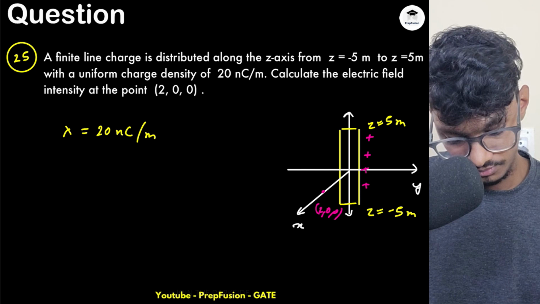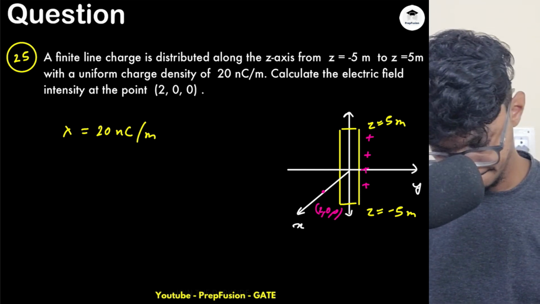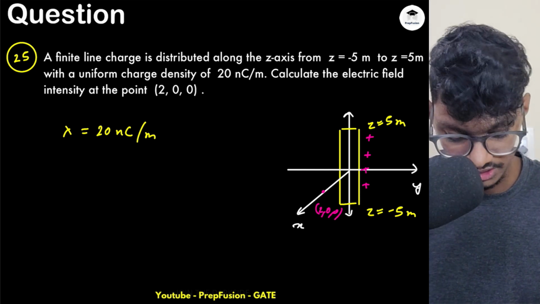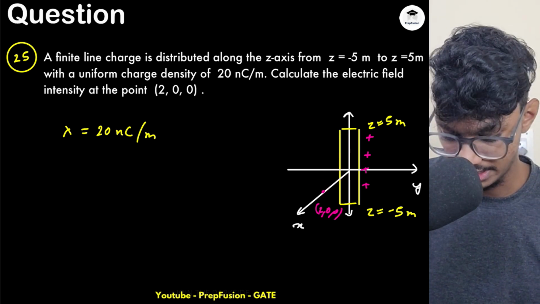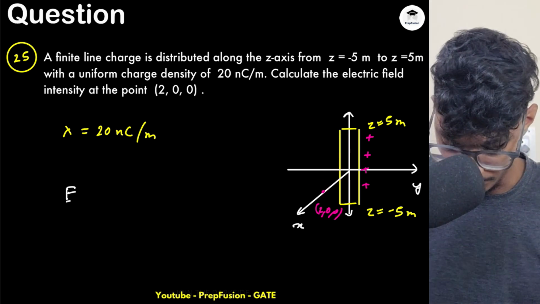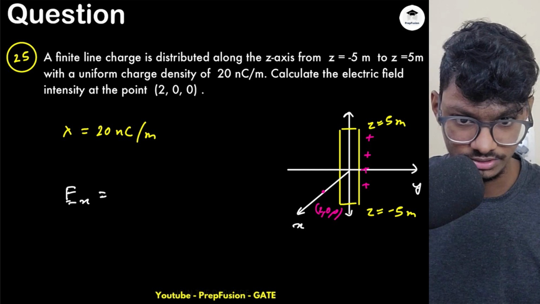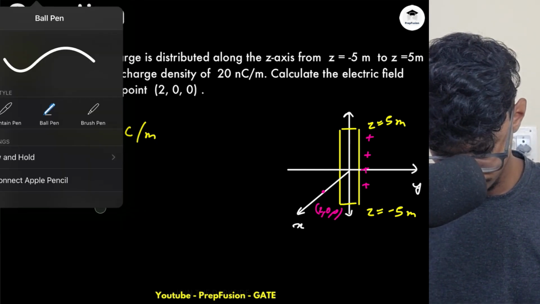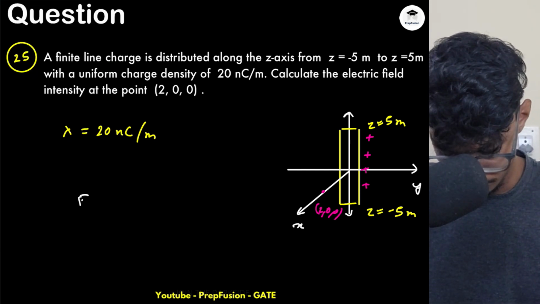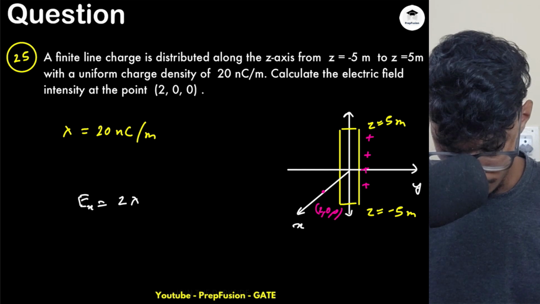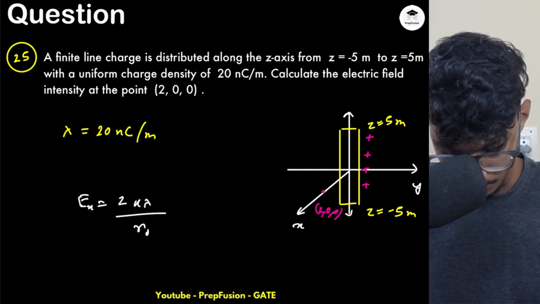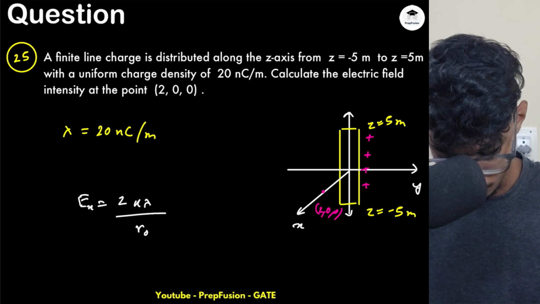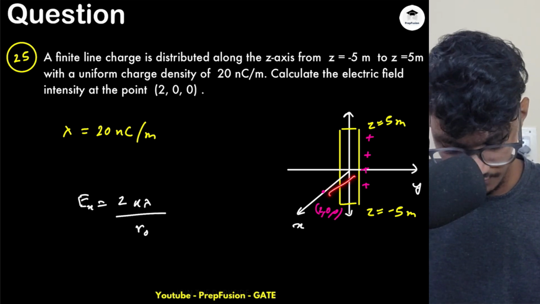Okay, so now what was the electric field due to the x component? Simply it was 2 k lambda by r naught times sine of alpha 1 plus alpha 2. If you remember, you can derive it as well, or you can directly solve this. 2 k lambda divided by r naught. R naught is the distance. Currently it is 2. Distance from the foot of the perpendicular.